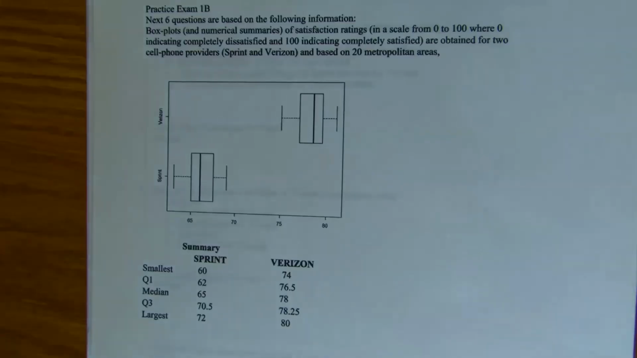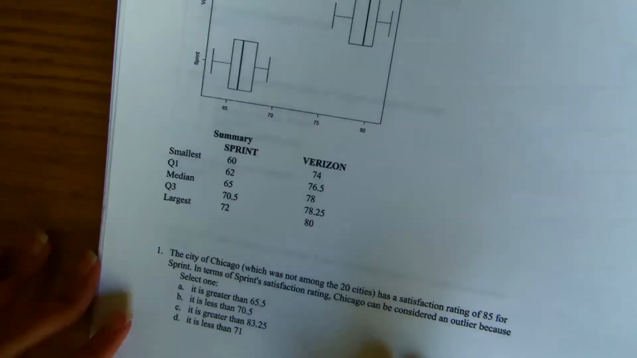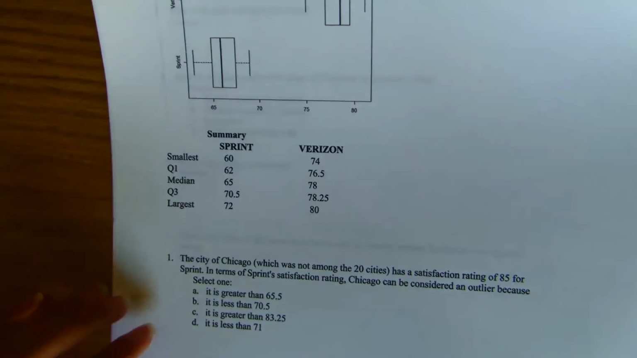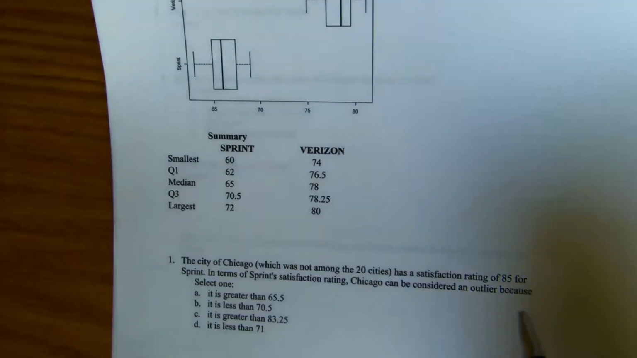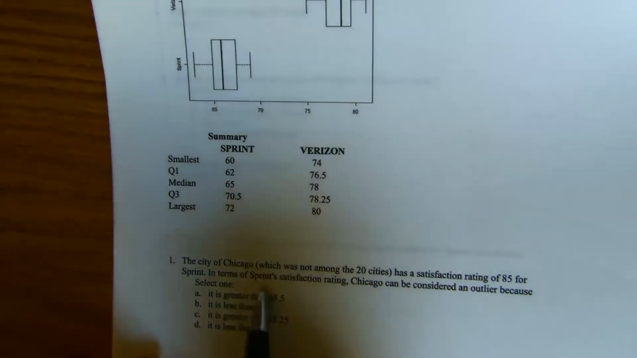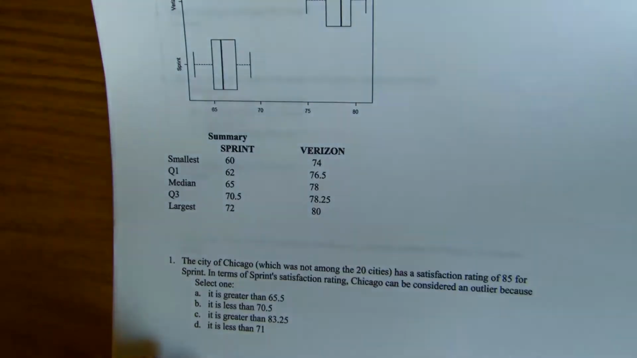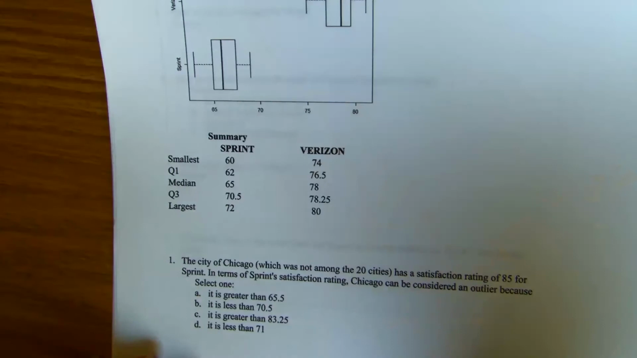Okay, so practice exam 1B. The first question says, the city of Chicago has a satisfaction rating of 85 for Sprint. In terms of Sprint satisfaction rating, Chicago can be considered an outlier because, so why is 85 an outlier? So we have to figure out what the outlier is for Sprint. That's the first step.